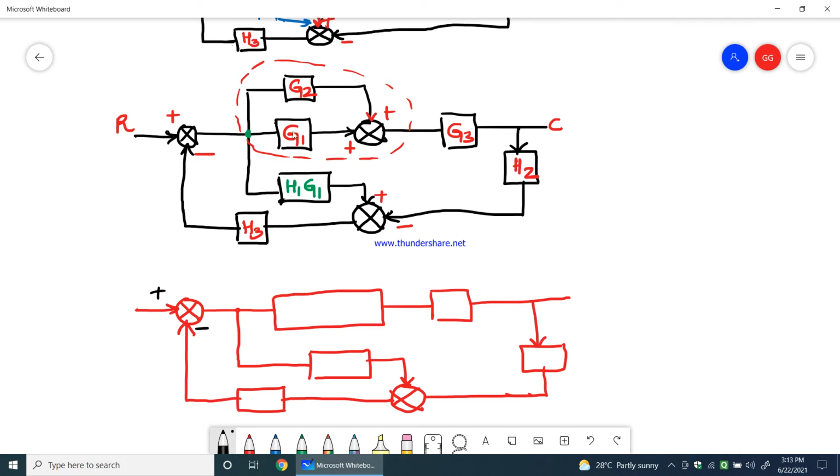Now these are both in parallel, both are positive, so you can add them. G1 plus G2, G3, H2. This is plus and this is minus, and it is going in this way outside. This goes outside actually. This is plus and minus, and this is H1 G1, and this is H3. So this is R, this is C.